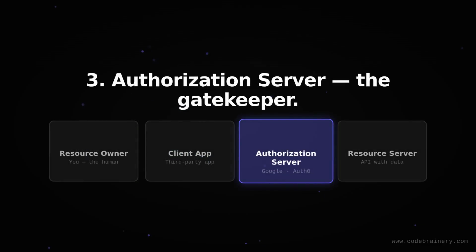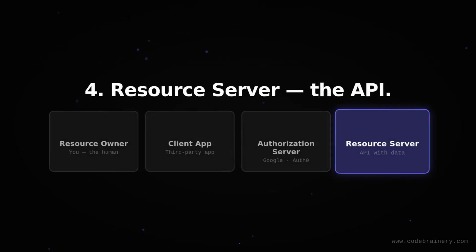Role 3. Authorization server. The gatekeeper. Google, GitHub, Auth0, Okta. They handle login, consent, and token issuance. Not your data. The keys to your data. Role 4. Resource server. The API holding the actual data, often the same company as the auth server, often a totally different team inside that company. They check the token, they return the data.